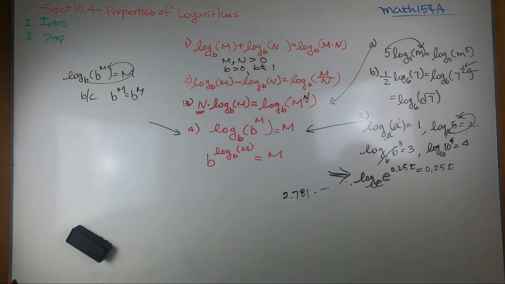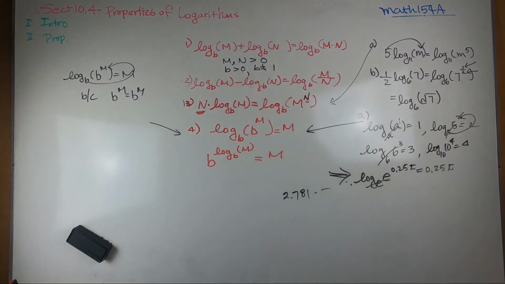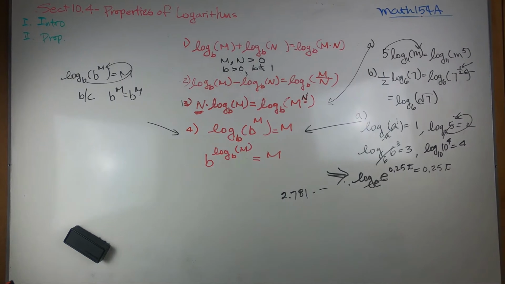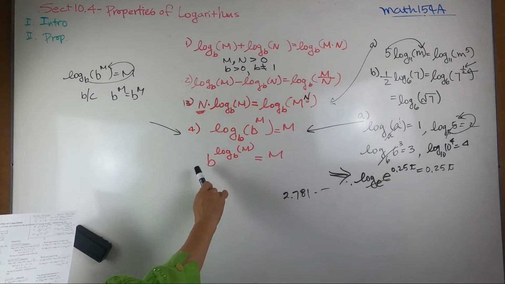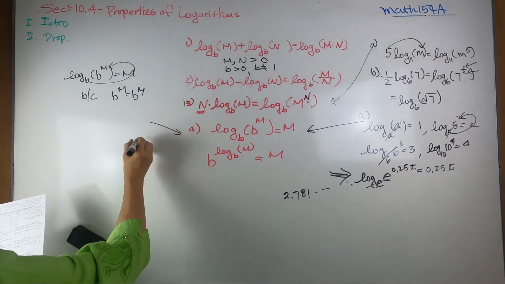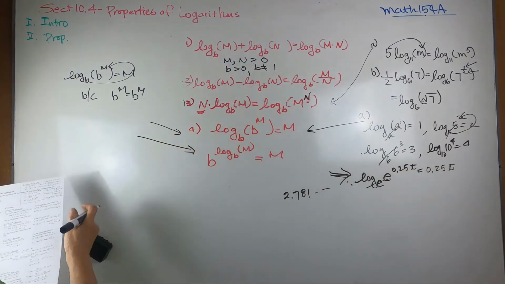Okay? All right. And that's the inverse property. If a base, you can kind of cancel out. All right. Then for this one, we don't really use much in this class. Okay. So the reason for this one is what?